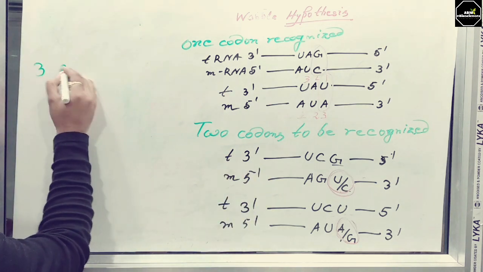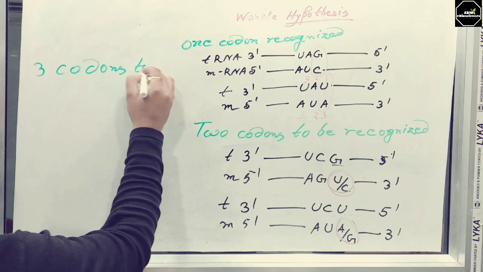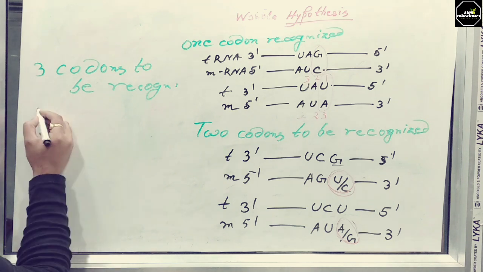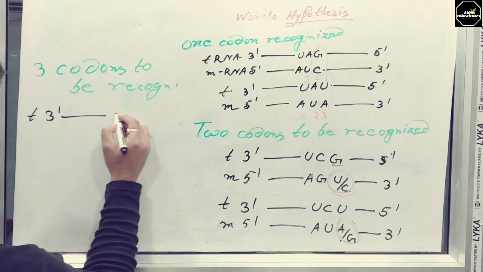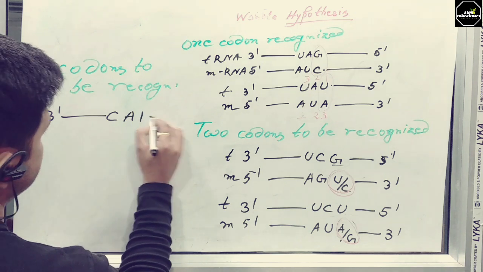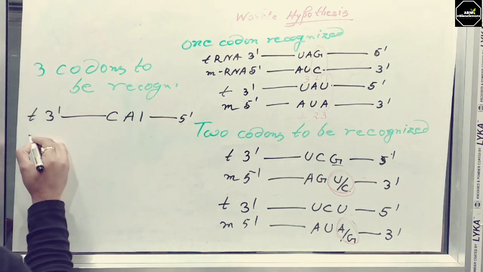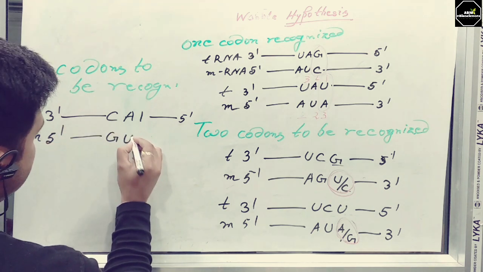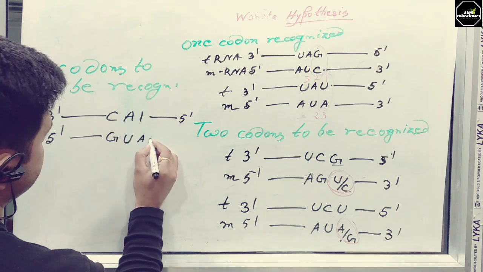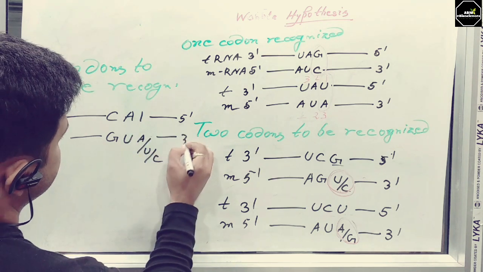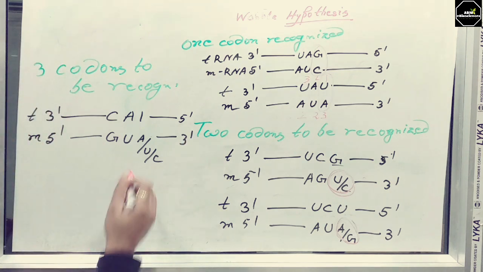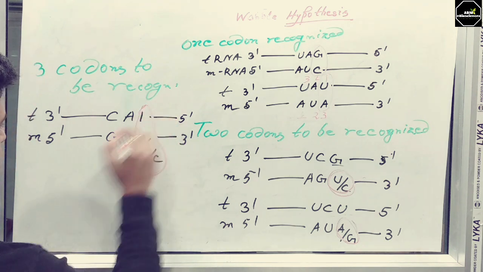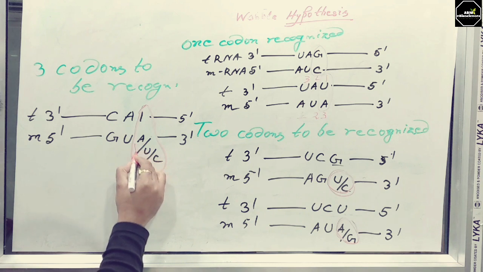Now, if three codons are to be recognized, one example is enough: C, A, I, suppose, and mRNA 5 prime, here G, U, and in the case of I, separately A, U, C. See the flexibility of inosinate with these three bases. Inosinate can be base paired with all three nucleotides.